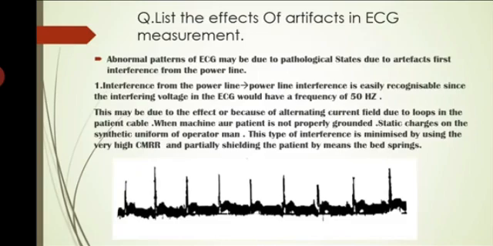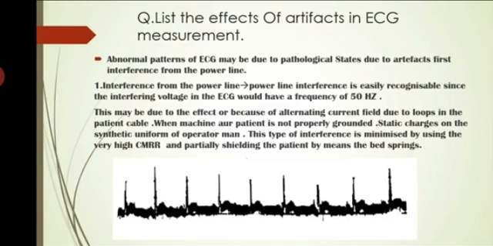Now we'll see the different artifacts in ECG measurements. Abnormal patterns of the ECG may be due to pathological states or due to artifacts. First, interference from the power line.